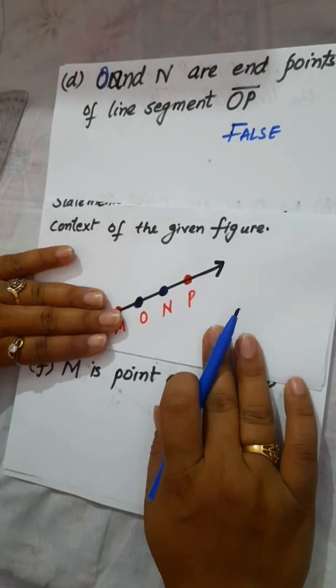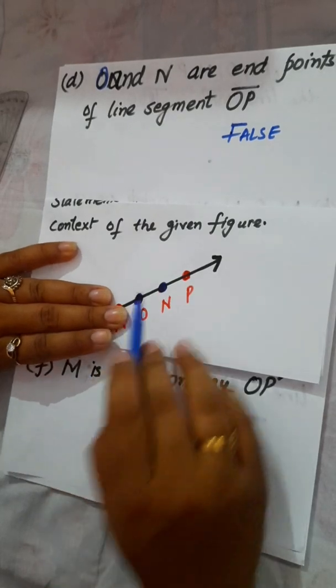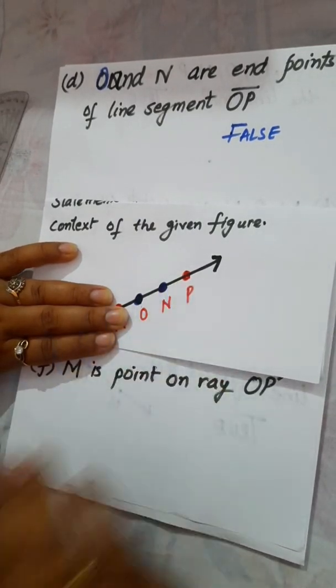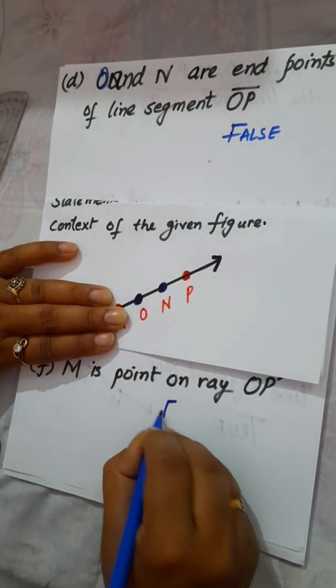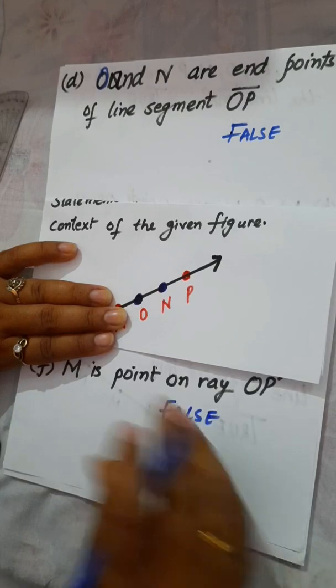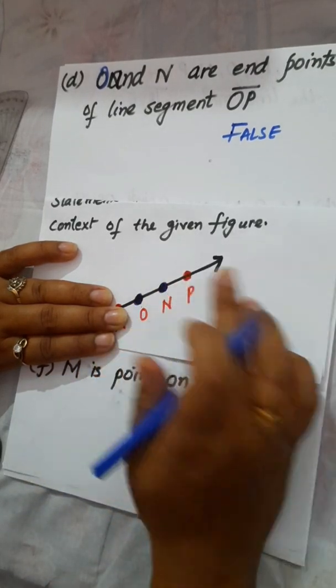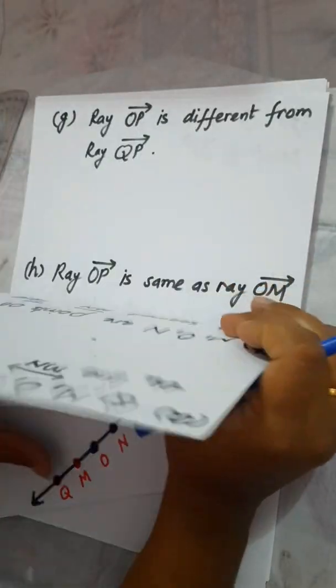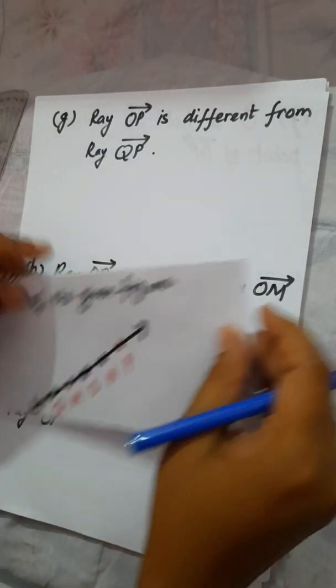Next we have: M is the point on ray OP, and here we have this ray OP, and the question is M is a point on the ray OP. M is not a point. So this statement is also false. The points on ray OP are O, N and P. So next we have F part.